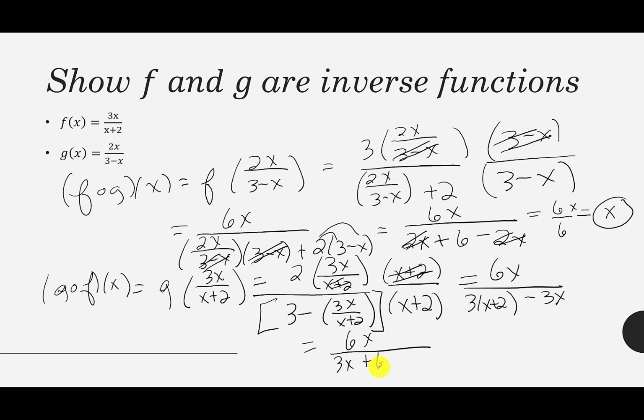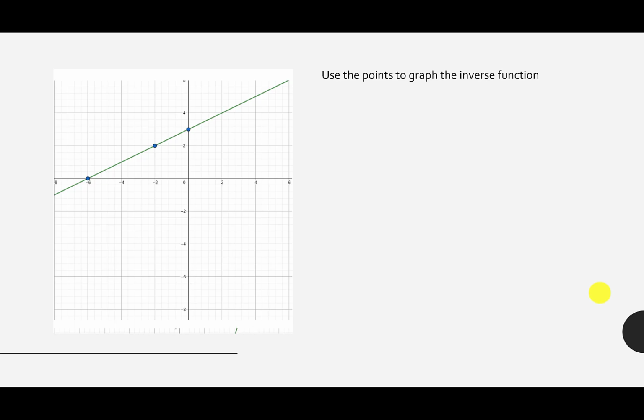3 times 2 is 6 minus 3x. 3x cancels. 6x over 6 says this is x. And again, yes, these are inverses. So sometimes you can't really tell just by looking at the functions. We have to go through and do the steps. So the next part I want to do is graphing some inverse functions.